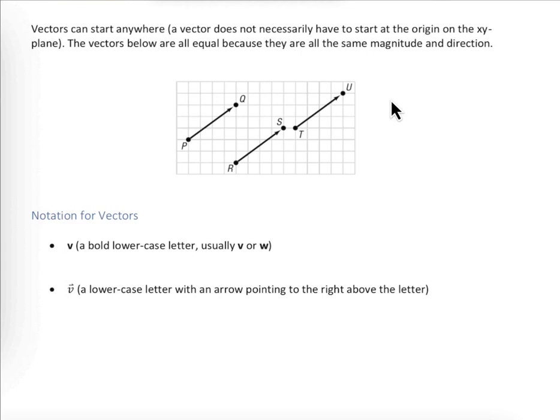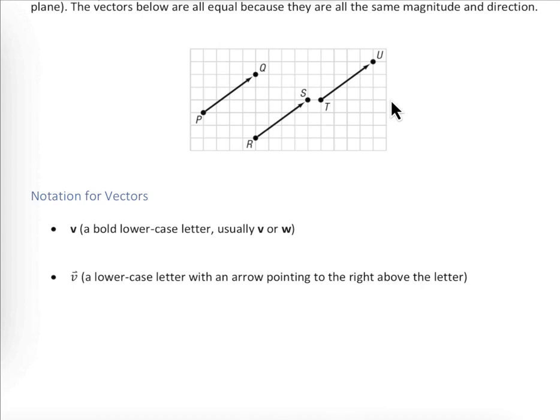Now, an interesting feature about vectors is that they can start anywhere. They don't have to start at the origin, and we can actually move vectors around the Cartesian plane. So let's take a look at these vectors here that are graphed. We've got a vector P to Q, and PQ travels 1, 2, 3, 4 units horizontally, and then 1, 2, 3 units up. So we've got 4 units to the right and 3 units up. But notice for vector R, we also have 4 units to the right and 3 units up. But the vector T to U, 4 units to the right and 3 units up.